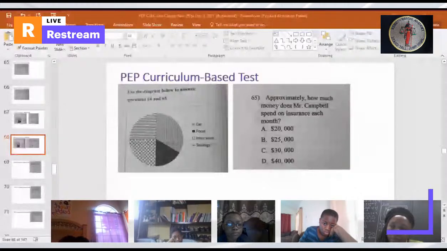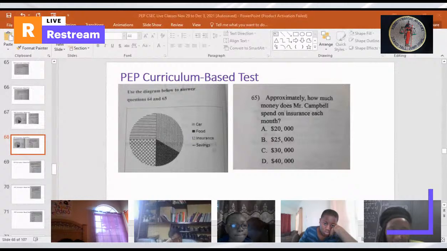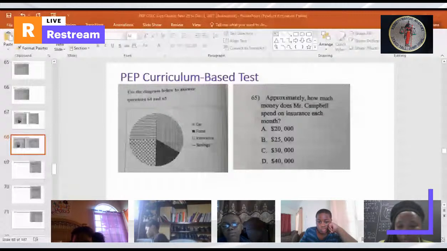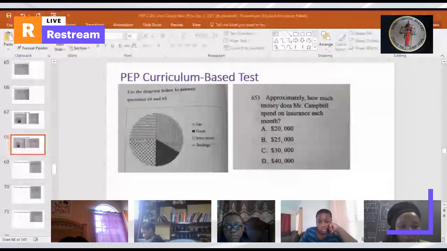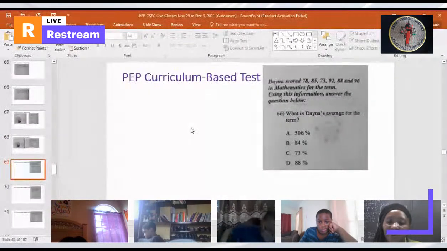All right. Since the fraction of the circle that insurance takes up is a quarter, we would do a quarter times 100,000, and that is 25,000. And Michaela also has that explanation in the chat. A quarter times 100,000, 25,000. All right, so we're now at 66, and we're to use these figures given.